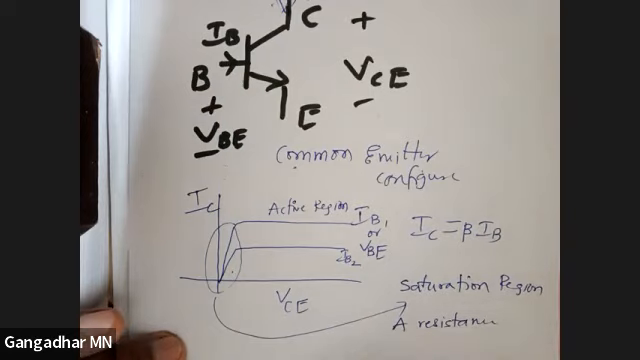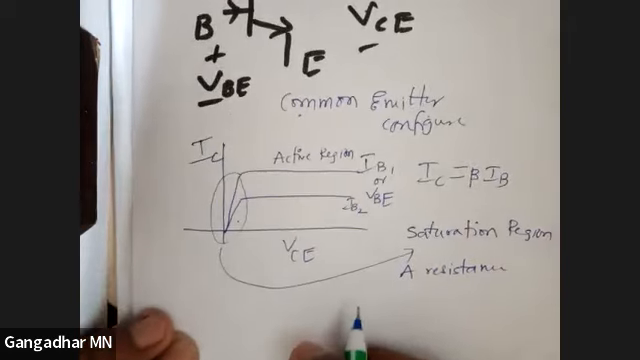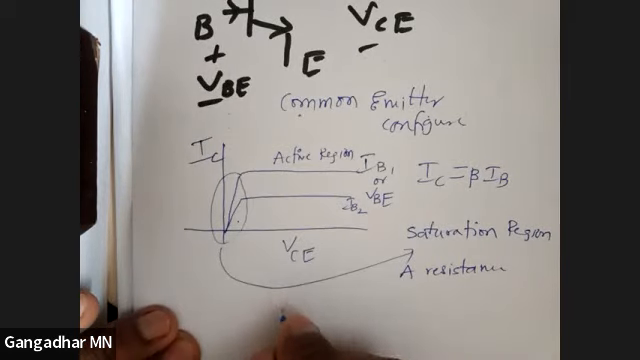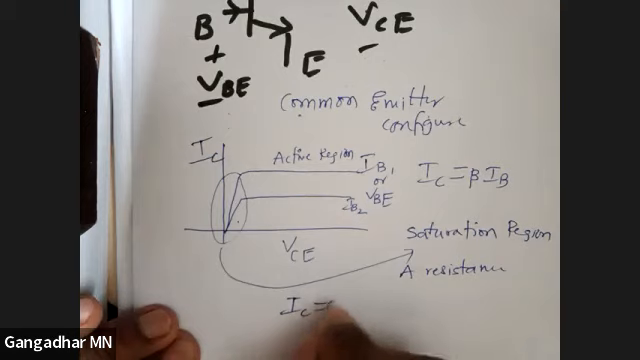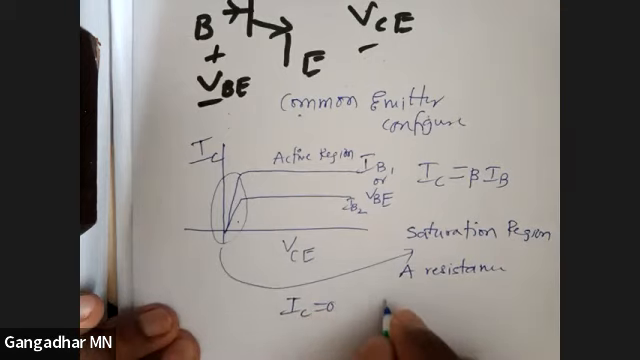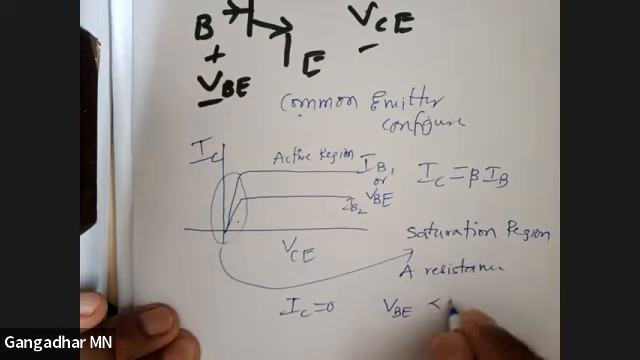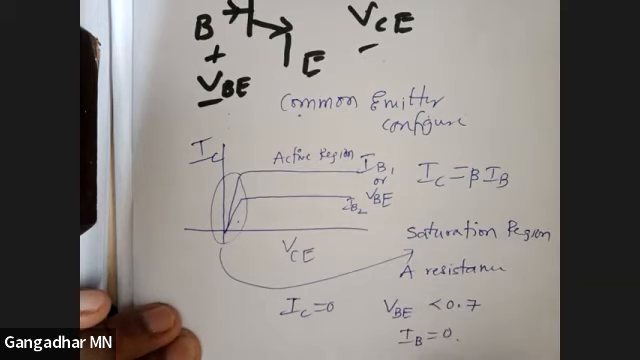Okay, and there is another region where IC is completely zero. This is the case where VBE is less than 0.7, where even IB is zero. So there is a minimum, it's 0.7 volts. There is a minimum voltage for the transistor to conduct base current. That voltage is 0.7 volts for silicon NPN transistor.